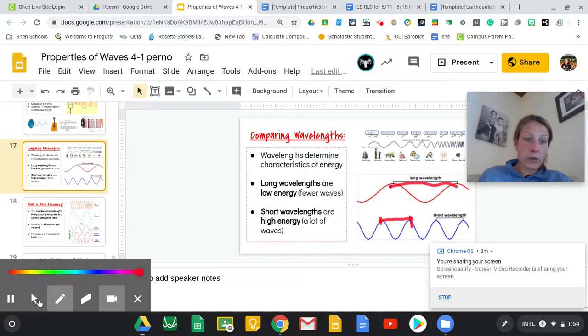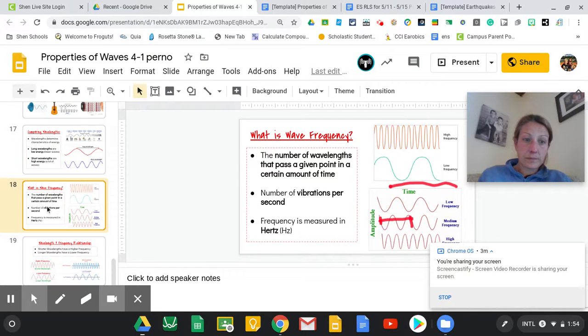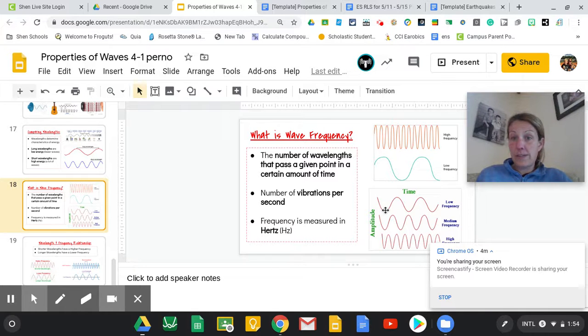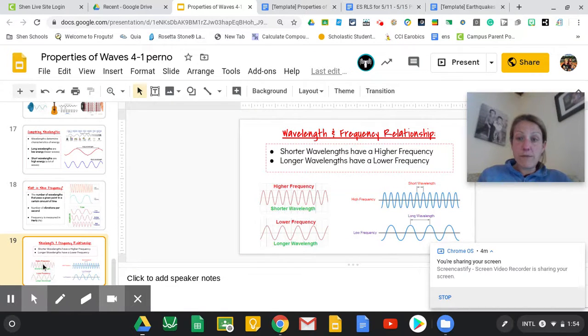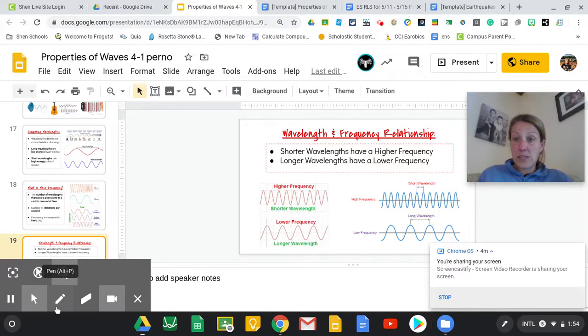Okay, now you're going to learn the word frequency. Wave frequency means how frequent the wave happens. The number of wavelengths that pass at a given point is actually its definition, vibrations per second, and it's measured in hertz. So how frequent the wave is depends on its wavelength. The shorter the wavelength, the more frequent it will happen. The longer the wavelength, the less frequent it will happen. So as frequency goes up, wavelength goes down, and as frequency goes down, your wavelength stretches out.